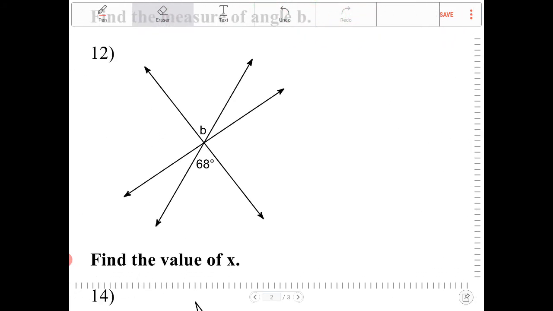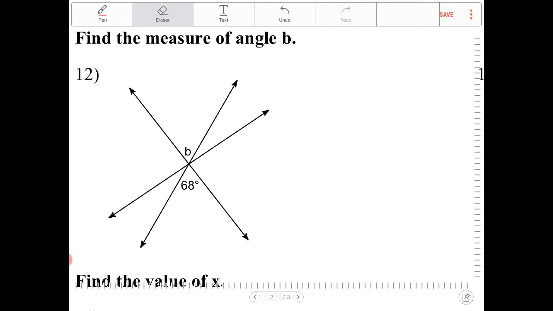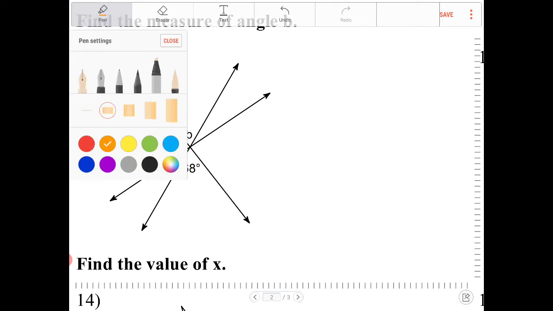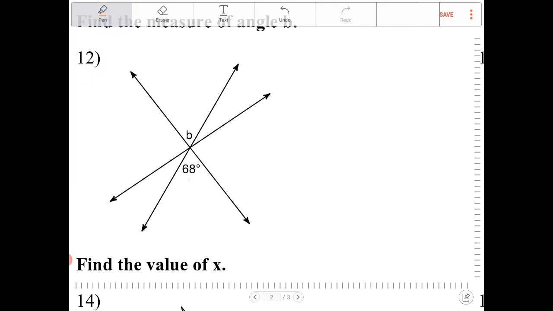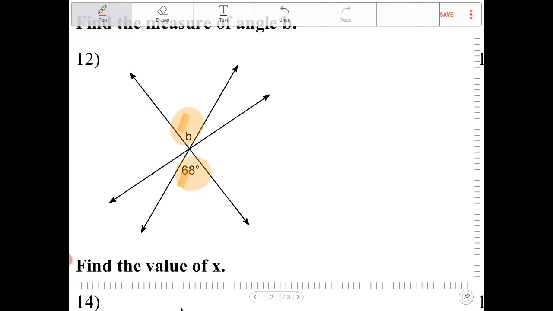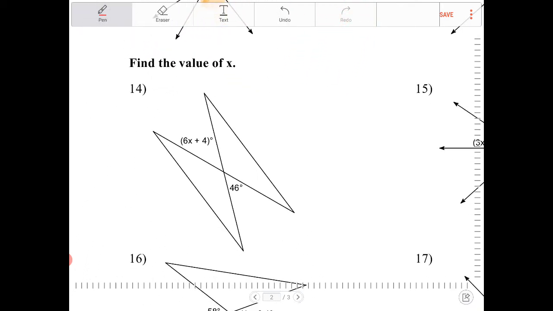Question number 12. You're asked to find the angle measure of angle B. So if I take a look at this, notice right now, even though there are more lines here, these two angles happen to be what's called vertical angles. So therefore, B must equal 68. Right? Not a problem.